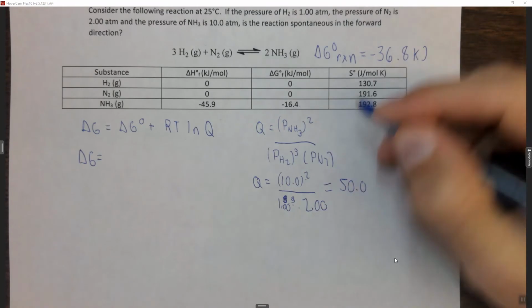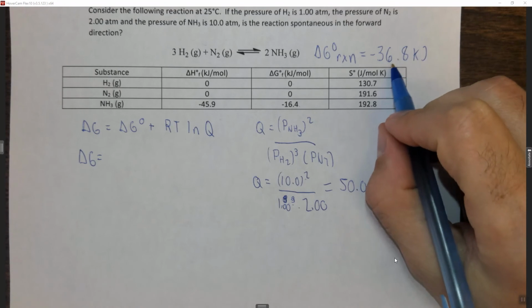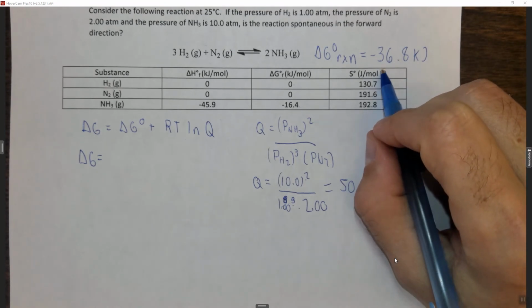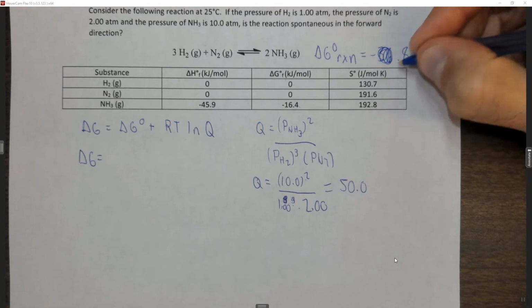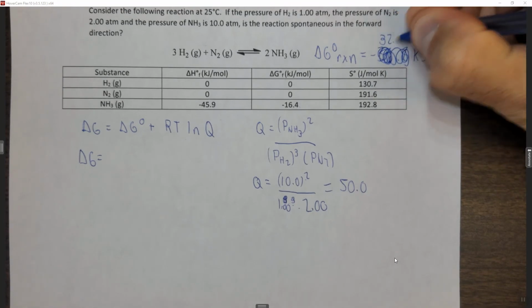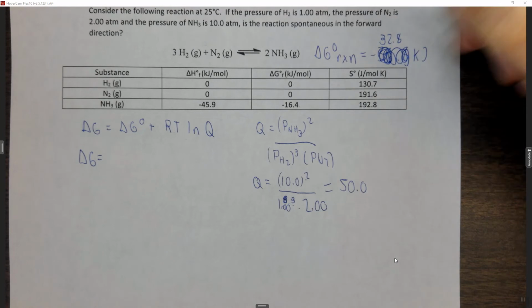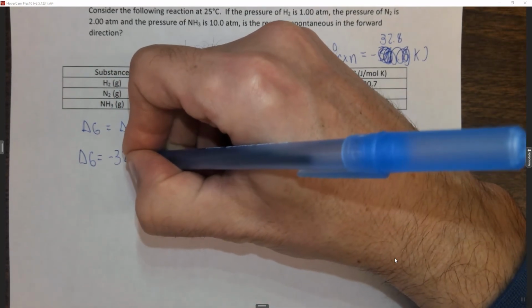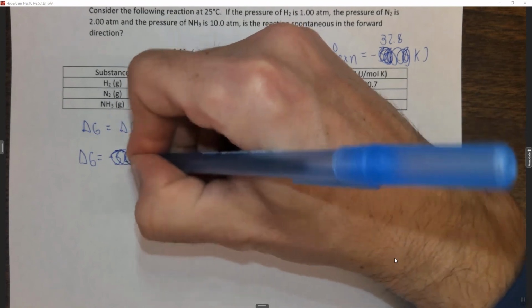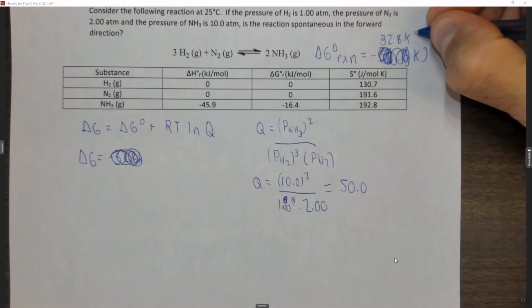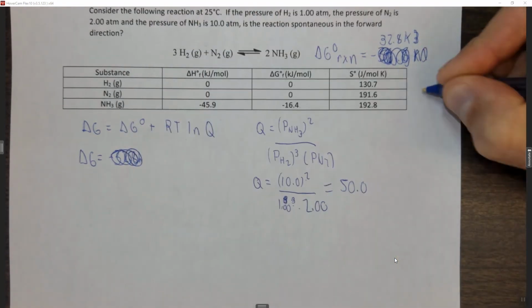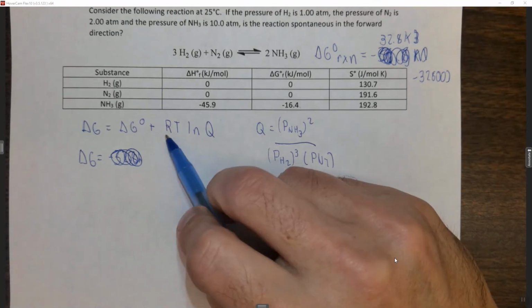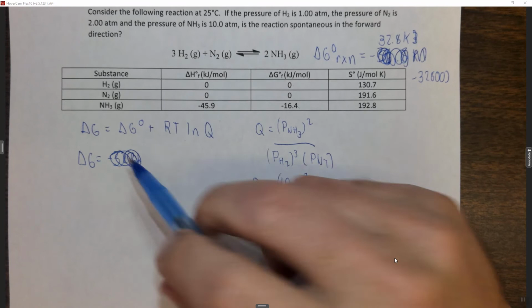Delta G equals delta G naught, products minus reactants. I'm not doing that here because we calculated that in a previous question. I have it right over here. This would be minus 32.8, not 36.8. So it's minus 32.8 kilojoules, which I should remind you should be in joules. So minus 32.8 kilojoules becomes minus 32,800 joules. R is 8.314 joules per mole K. So this needs to be in joules.